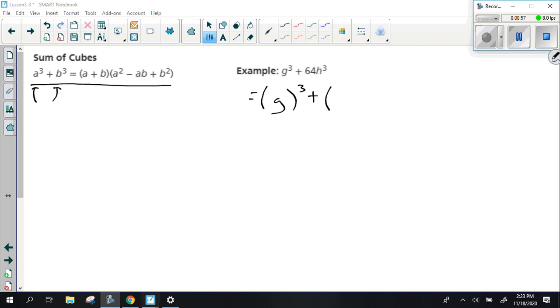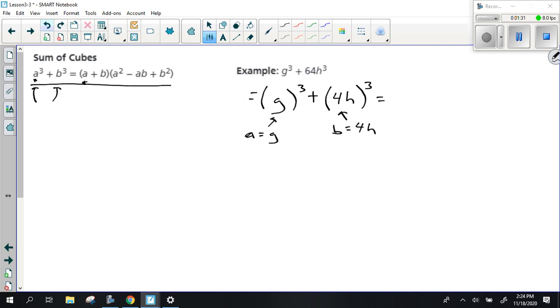It turns out that the cube root of 64 is 4. So we could rewrite this in this way, right? 4 times 4 times 4 is 64, and h times h times h is h cubed. And that's how we would get back up in that direction. So what does that mean? That means that A is equal to g, and that B is going to be equal to 4h. And now that we know what these things are, we can plug them in.